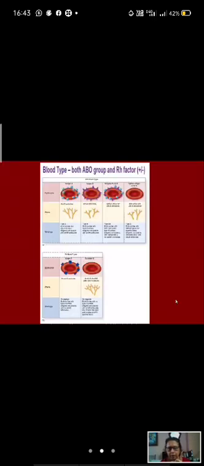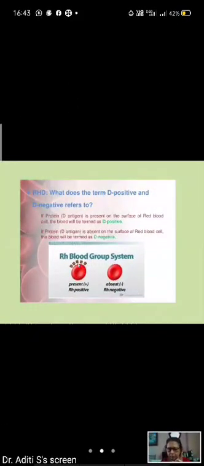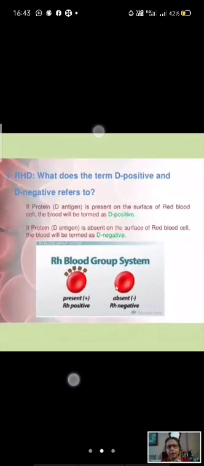In the Rh blood group system, only antigens are present. These are not naturally occurring antigens, and these are produced in the body after birth.